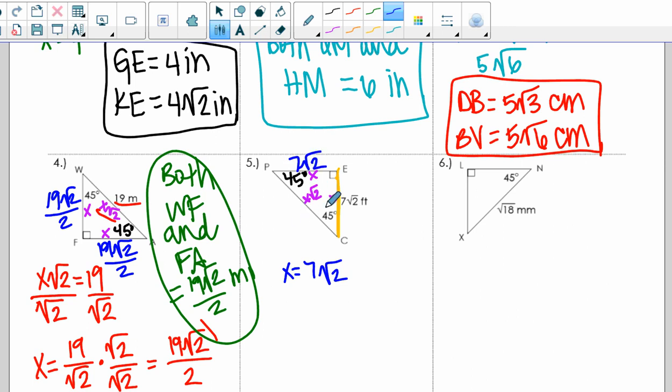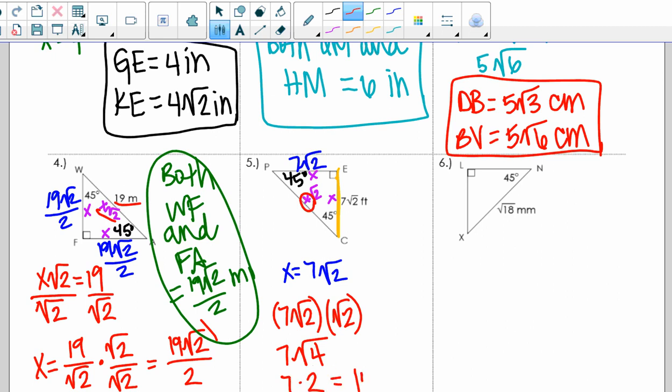And then I have to substitute in. So I'm going to take my x value and I'm going to substitute it in right there. So that x radical 2 side is 7 radical 2 times radical 2. Well, radical 2 times radical 2, obviously from rationalizing, you've seen it. If you need to see it again, that means that this would be 7 radical 4, but we know the square root of 4 is 2, so this is actually 7 times 2, so that hypotenuse is 14.